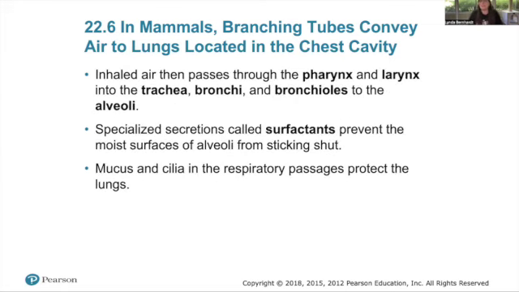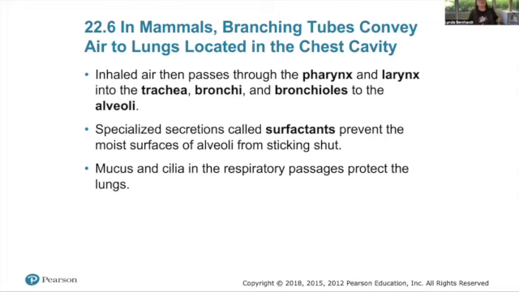Inhaled air passes through the pharynx and larynx into the trachea, bronchi, and bronchioles. Oh, I can't word today. And the alveoli. I talked about that before. We had the picture where we showed the trachea and we showed how it branched off. And I was talking about the alveoli and how it looks like a root system. And then I talked about the little hairs, the hair-like structures. I talked about that when I was talking about smoking.